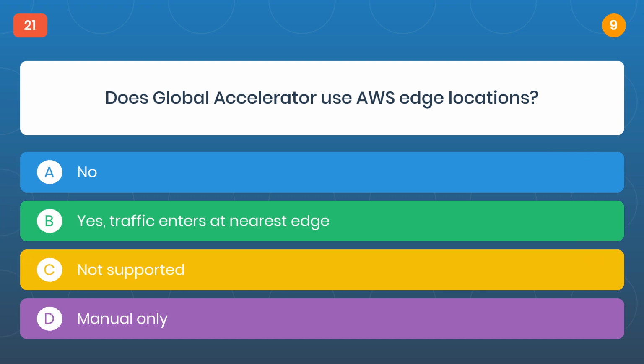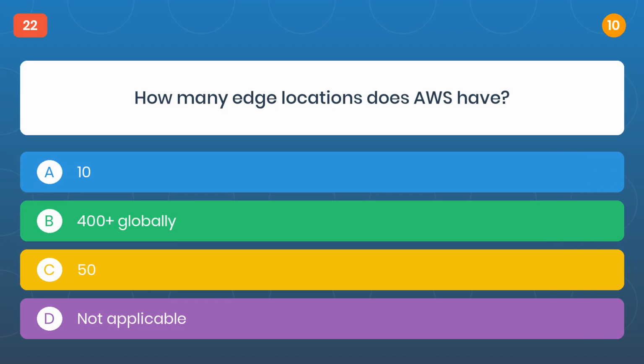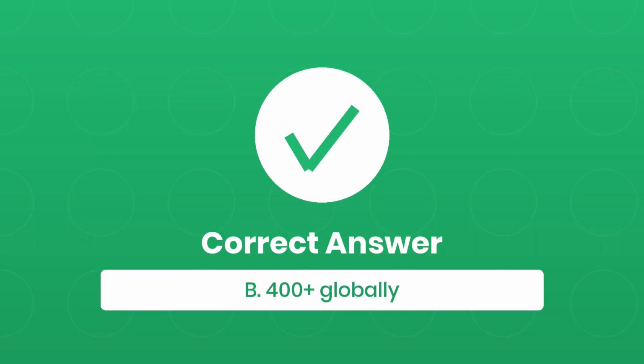Question 21. Does Global Accelerator use AWS Edge Locations? The correct answer is B, yes, traffic enters at nearest edge. Question 22. How many edge locations does AWS have? The correct answer is B, 400 plus globally.